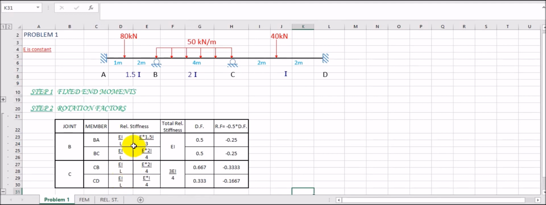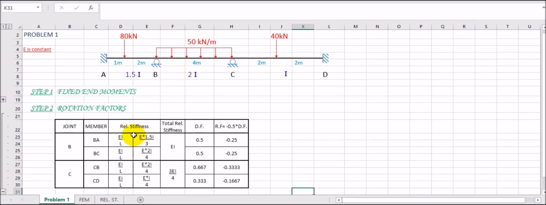But the point to note here is that my I is changing everywhere. For every member I have a different I. E is constant. So for member BA, E into 1.5 I by L, where L is the length of the member. That is my relative stiffness of BA. For BC, it is E into 2I by L, which is E into 2I by 4. So that is the relative stiffness for BC. For CB, again it is E into 2I by L, and for CD it is E into I by L, that is 4.